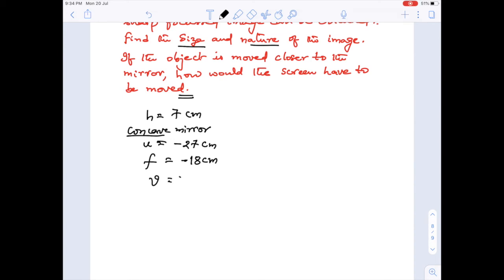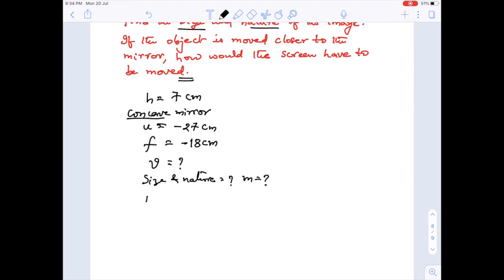So, what is it that we need to find out? v is how much? What is the position of the image? Where exactly is it located? And what is the size and nature of the image, for which we calculate m. Let us solve the problem.